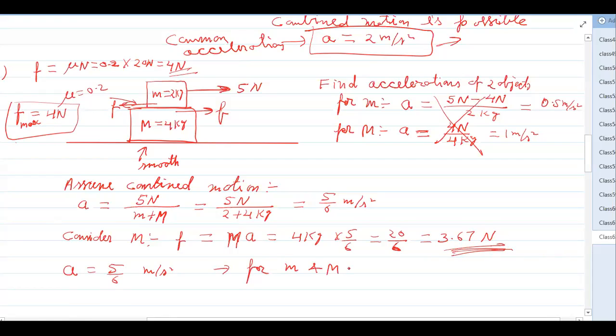Okay, first thing was this one. Then second thing, if you want to find the friction between the objects, it will be 3.67 Newton, and that has to be less than the maximum value. So you can write it like this. So this is the way of solving the problem. In this way we have to solve.